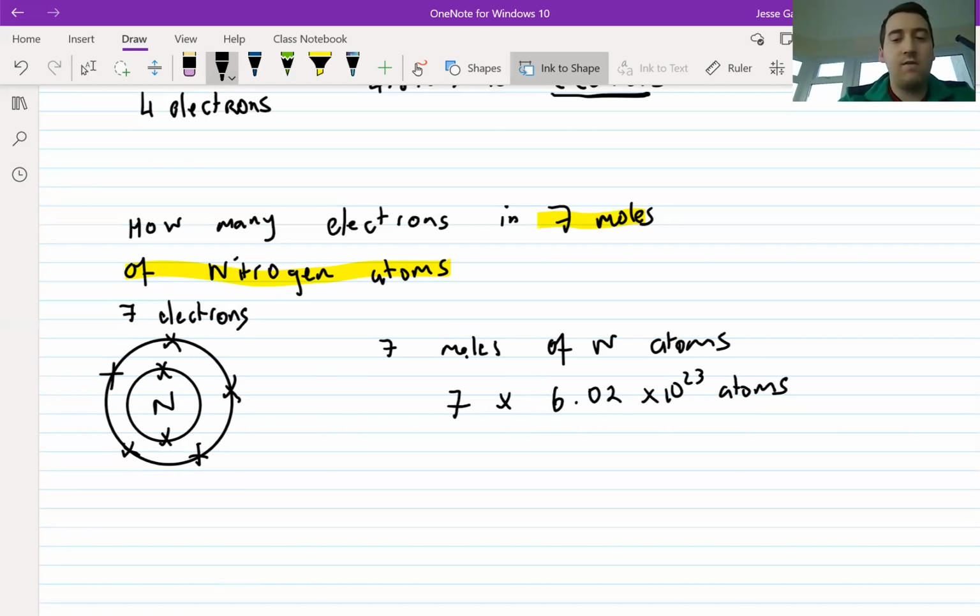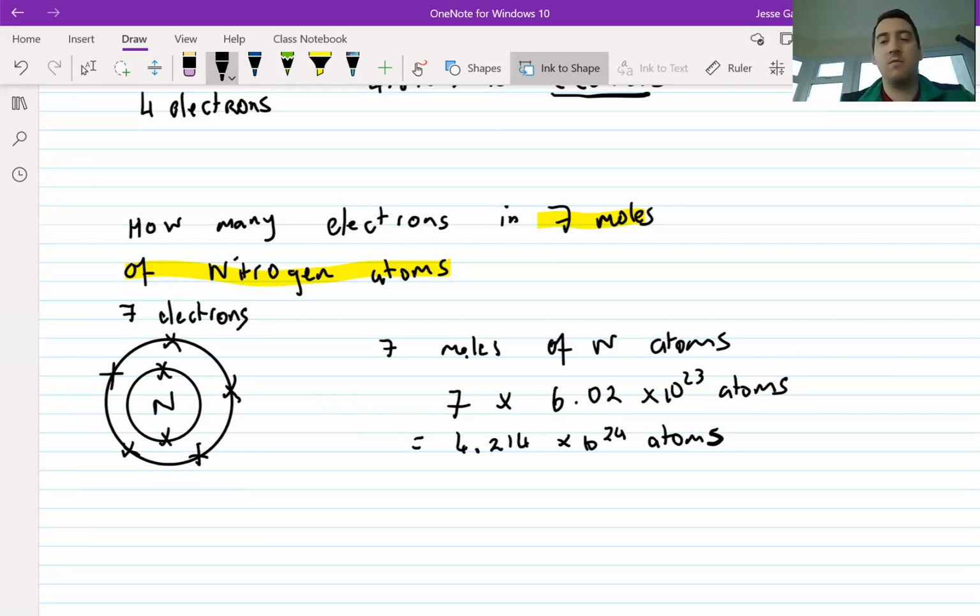Okay, this is what you should have. It equals 4.214 times 10 to the power of 24 atoms. That's how many atoms we have in 7 moles. 4.214 by 10 to the power of 24.